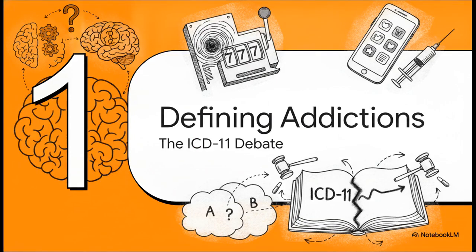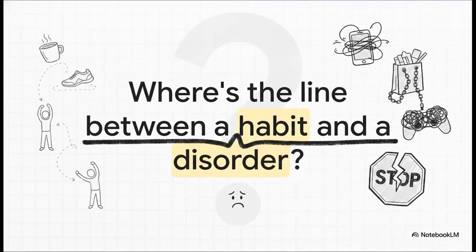So, first things first, let's talk about defining addictive behaviors and the current debate surrounding the ICD-11. Because before we can even begin to treat a co-occurring disorder, we have to know exactly what we're treating, right? Which brings up a fascinating question that researchers are actively debating right now. Where exactly do we draw the line between a bad habit and a true disorder? I mean, we all know about substance use, but what about behaviors? Think about shopping, excessive social media use, or gaming.